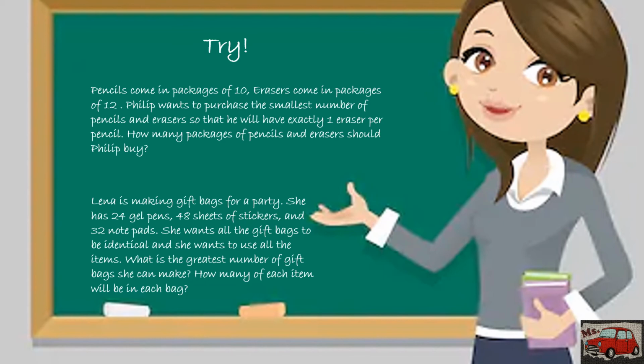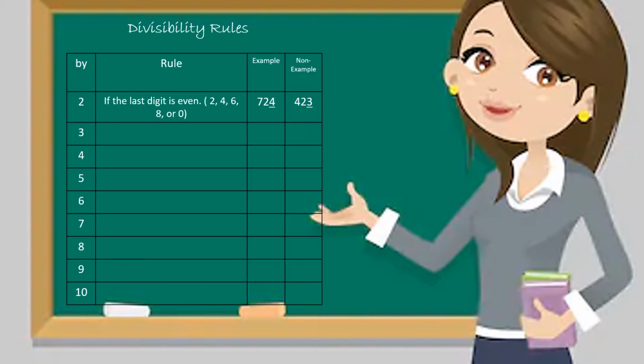Okay? Alright, so pag-usapan naman natin yung divisibility. So when we say that a number is divisible by another number, ibig sabihin, pag dinivide mo siya dun sa number na yon, ang sagot is whole or walang decimal. So, for example, si 2. Paano natin malalaman na ang isang number is divisible by 2? Sabi dito sa rule, if the last digit is even, then yes, that is divisible by 2.